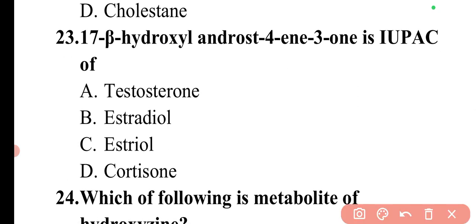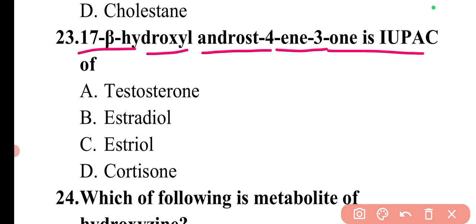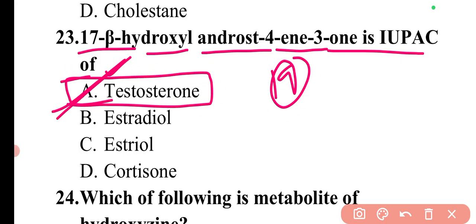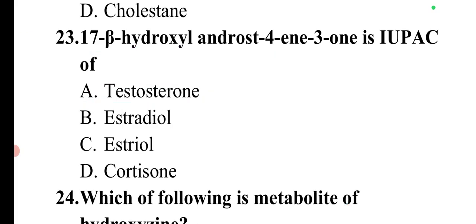The question is: 17 beta hydroxy androst-4-en-3-one is the IUPAC name of. This is quite a complex name. It is an androstane compound which has a total of 19 carbon atoms, and it is testosterone. Testosterone comes under this class, and this is the IUPAC name of testosterone. So here option A will be the correct answer.